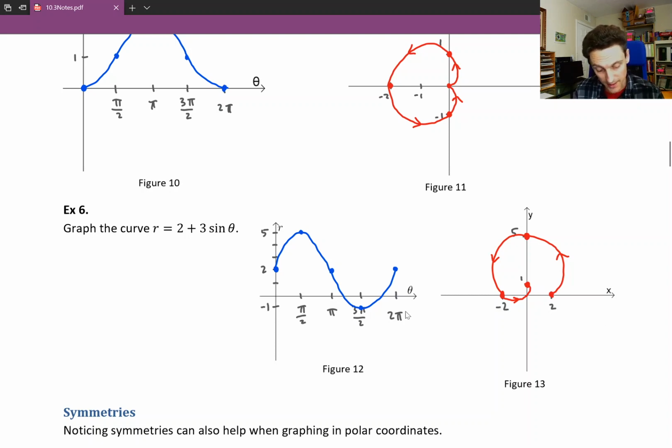Now the same kind of thing is going to happen as we go from 3 pi over 2 to 2 pi. r is going to go from negative 1 up to 2. So by symmetry, we can see that we're going to come again into the origin and then out to this point at 2, 0. So there's the graph of r equals 2 plus 3 sine theta.